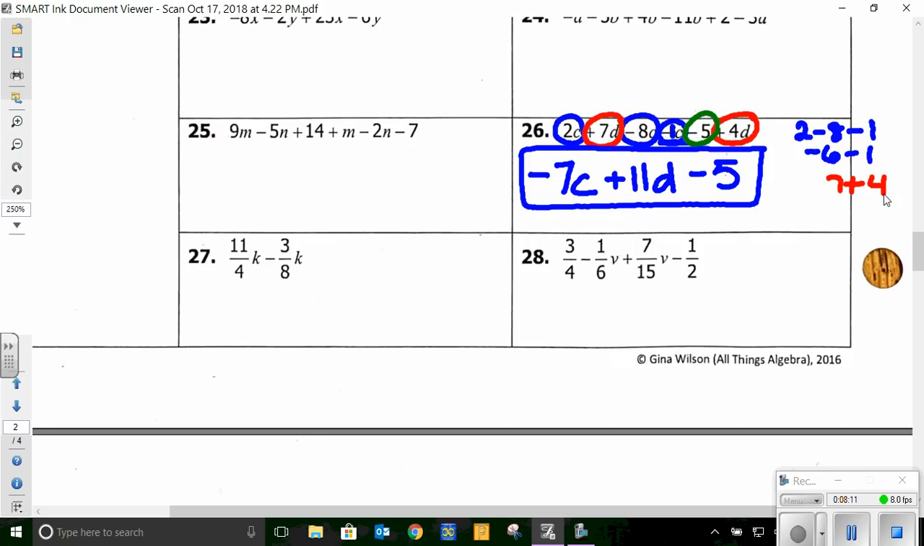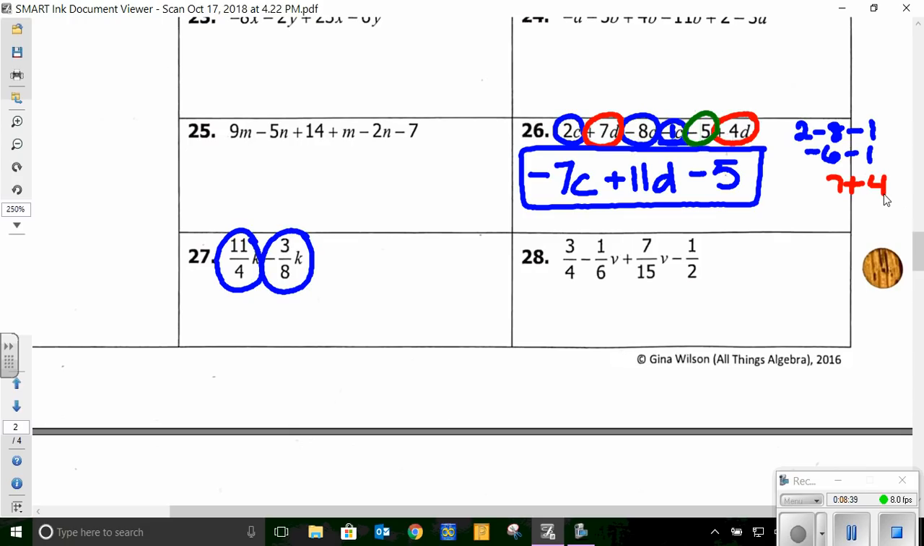The last one I'm going to do for you on this part is number 27. This is one with fractions. Remember, don't panic when you see fractions. Think about what you need to do. I'm going to leave the harder fraction, number 28, for you, but you're going to apply the same principles. All I'm really doing is subtracting, and I can think of it without even the k's. I know my answer is going to have a k in it, but really what I'm subtracting is 11 over 4k minus 3 over 8k.